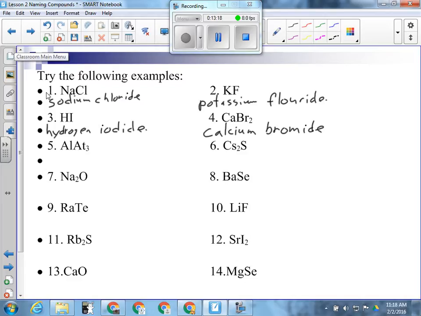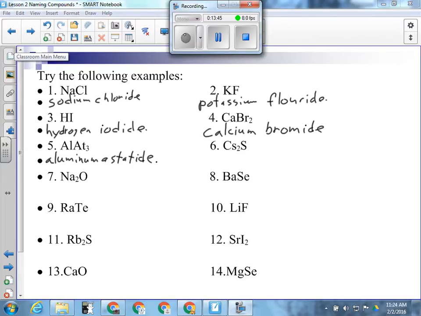For number 5, I've got aluminum together with astatine. So this is going to be aluminum astatide. Is that making sense to everybody? All right, finish them up. I'll give you a few minutes, then we'll go through the rest.